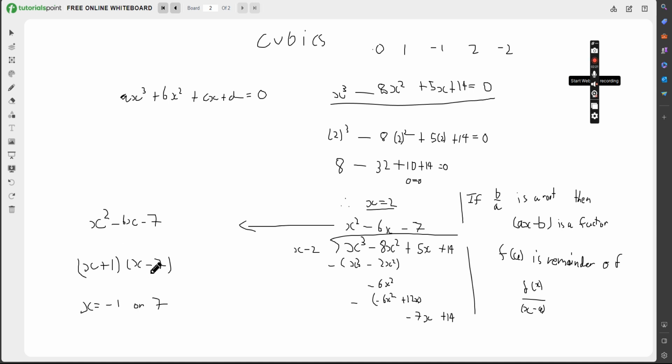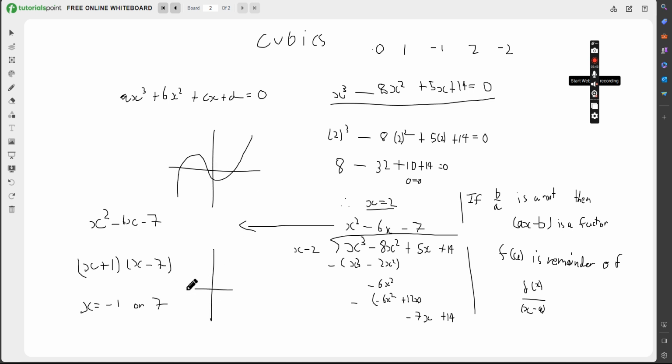You can solve the quadratic by any method you like. Normally the quadratic will solve nicely, so you can just factorize, you don't need to complete the square or use the quadratic formula, but sometimes you might. Once you've got that, you know that your three roots are x equals 2, x equals -1, and 7. For context, if the x cubed term is positive, a cubic will look like this.